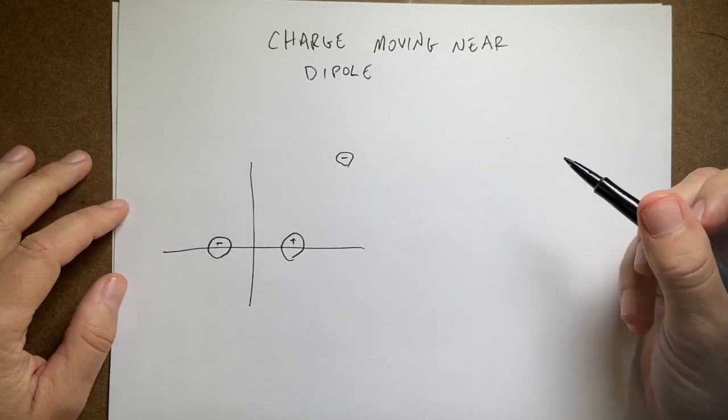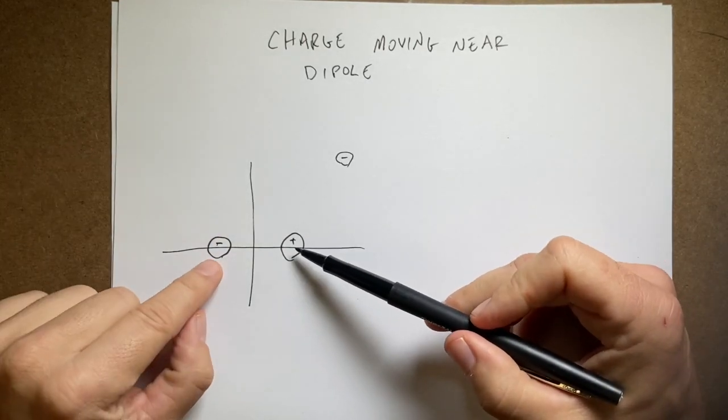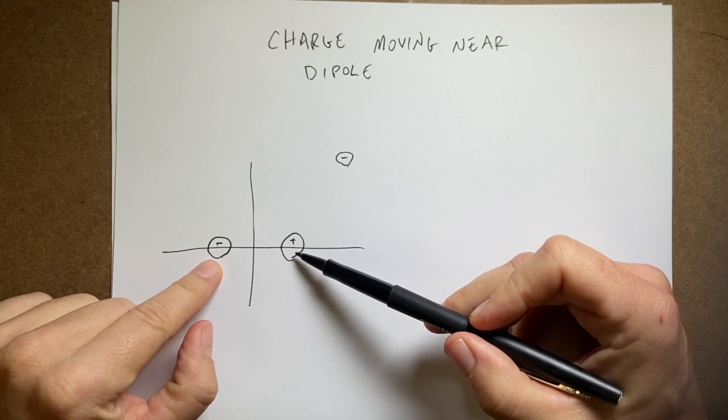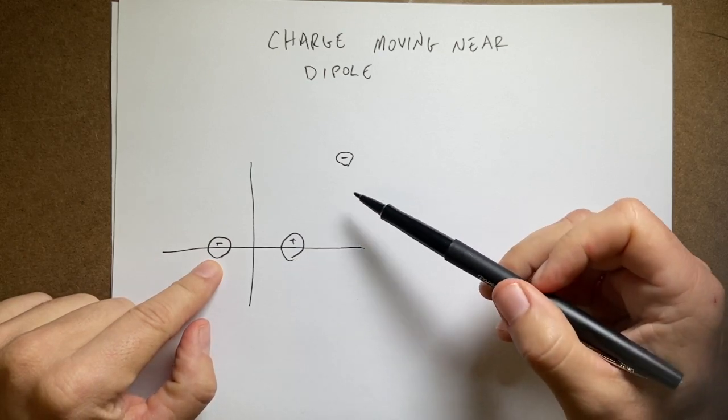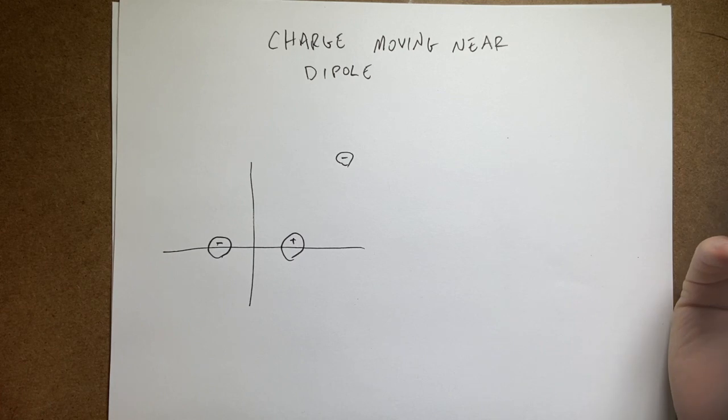Okay, so this was actually a request. Someone said I had made a video showing how to calculate the electric field due to multiple charges, and the question was, what if I have a charge I want to model moving near that? So I kind of made a situation here.